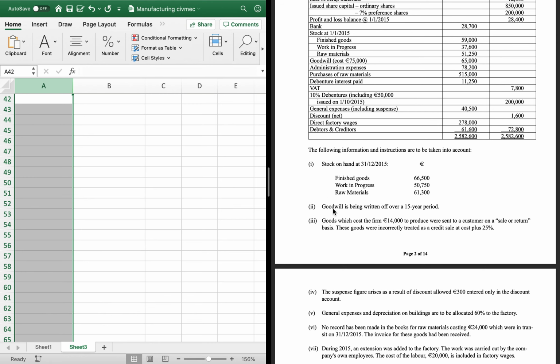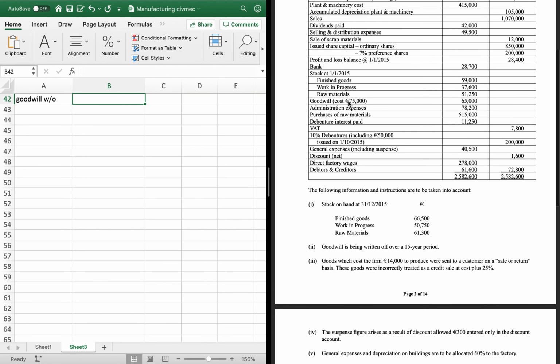Working two, goodwill is being written off over a 15-year period. So that's our first one, goodwill written off. Now you write off from cost. So we go up and we see the goodwill from cost is 75,000. We're going to divide that by 15 to find our goodwill written off, and that is 5,000.